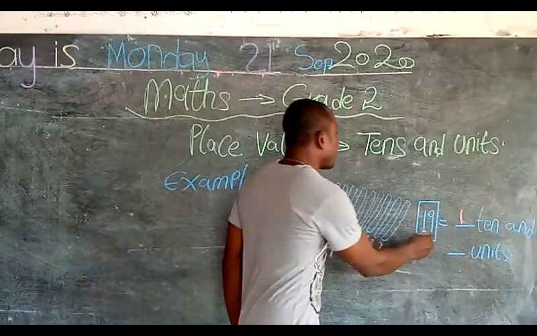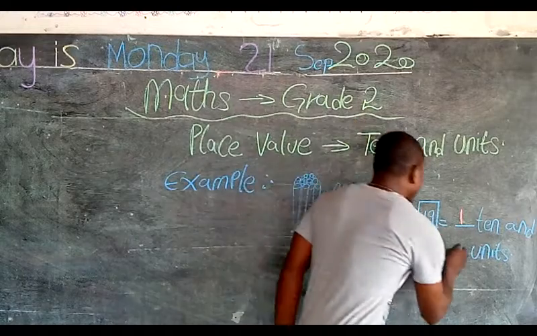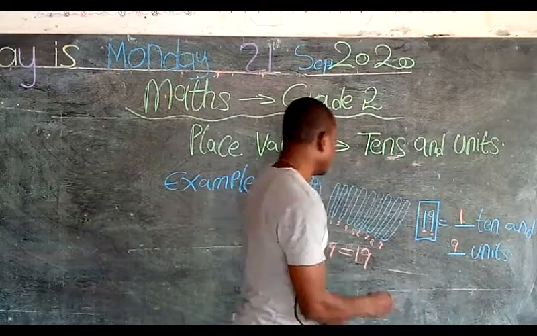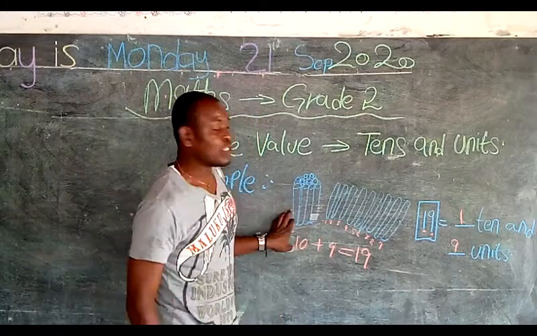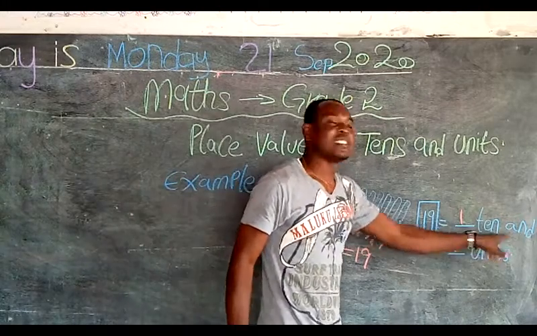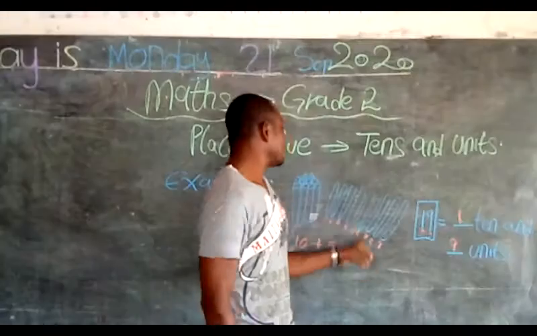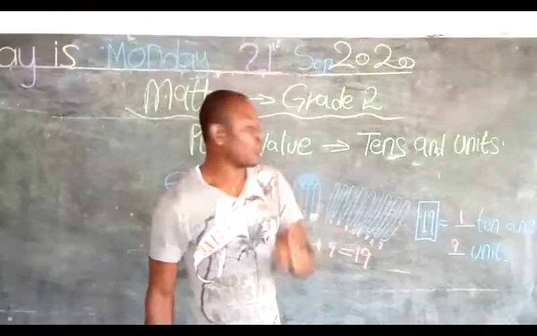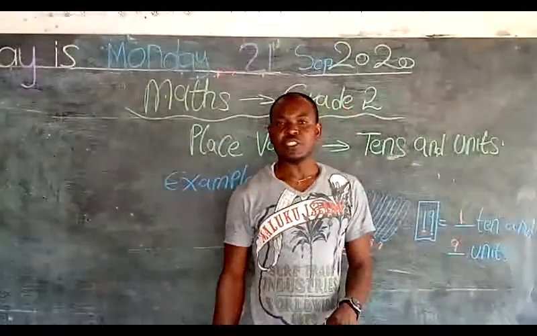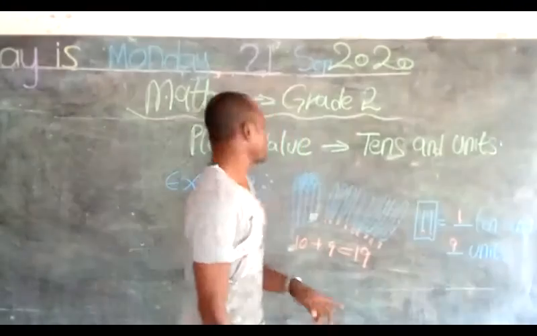Now, your other number, which is 9, you bring it under what? 9 units. That is it here. This bundle contains 10 pencils, which goes to what? 1 ten. Then your unit is what? The other pencils that are lying down here, which are 9 in numbers. We have 9 units.